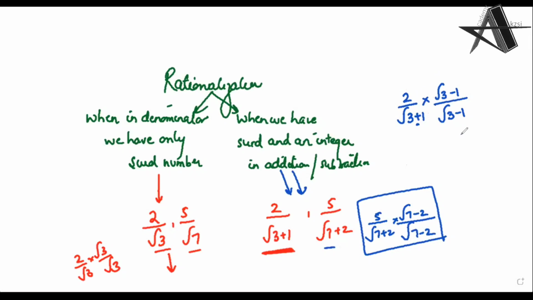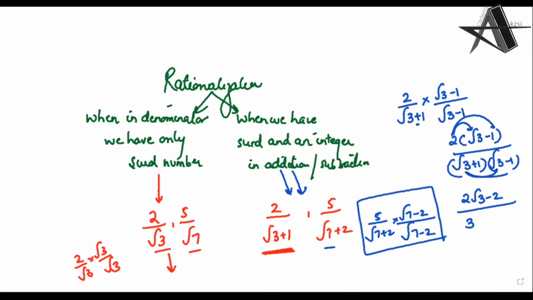So in this way, now you can multiply 2 times root 3 minus 1 over root 3 plus 1, root 3 minus 1. You know how to expand the brackets. You have already done the two brackets. So 2 times root 3 is 2 root 3. 2 times 1 is minus 2, over root 3 times root 3 is 3. Root 3 times minus 1 is minus root 3. 1 times root 3 is plus root 3. And 1 times minus 1 is minus 1.